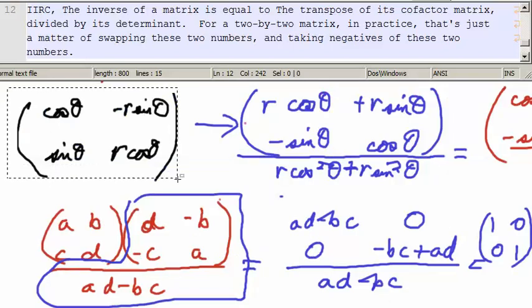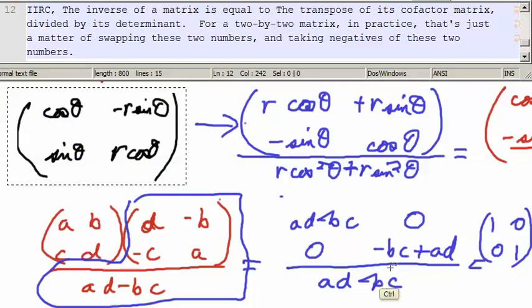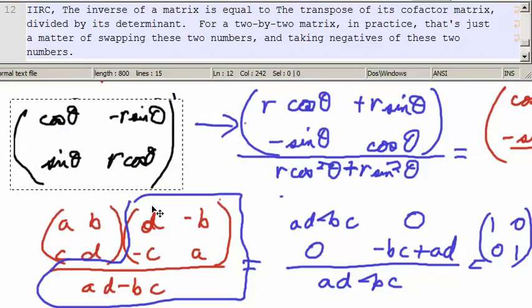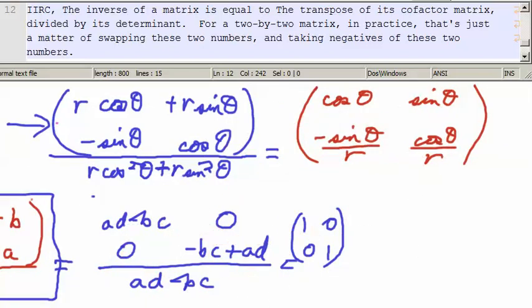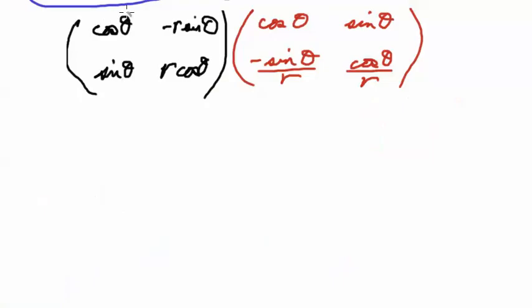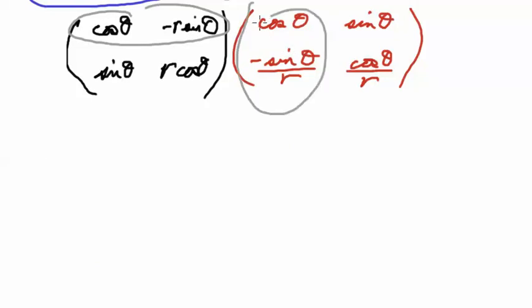Let's test that, make sure that I did everything correctly. Copy that. Whoops. Copy that down here, and copy that down here. Then we'll take these two times these two. Cosine squared theta plus sine squared theta is 1.